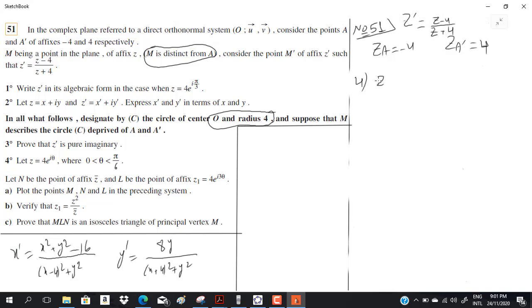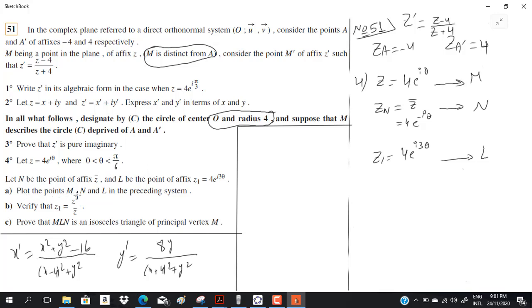Part 4, we have z equal 4 exponential of i theta, and this represents the point M. Then z_n equals z bar, meaning 4 exponential of minus i theta, and it's represented by the point N. And finally z1 equals 4 exponential of i 3 theta, and it's represented by the point L. Theta is an angle between 0 and pi over 6. It's between 0 and 30 degrees.